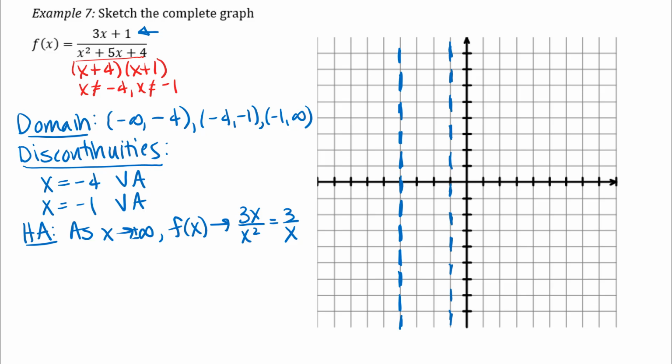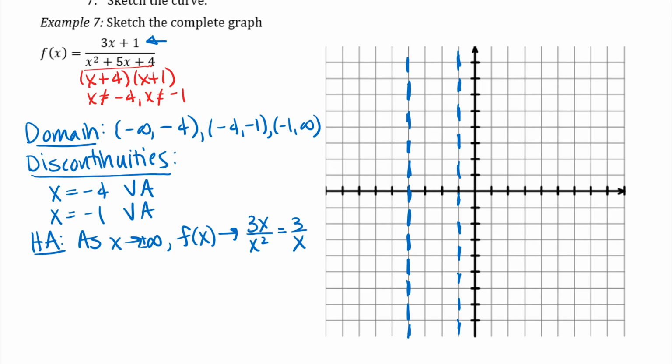and so I want to think about what happens to the value of 3 over a number when that number gets bigger and bigger and bigger. And so when I think about putting in numbers on the denominator like a million, a billion, a trillion, I see that the value of that fraction is going to approach 0. So I have a horizontal asymptote at y equals 0.